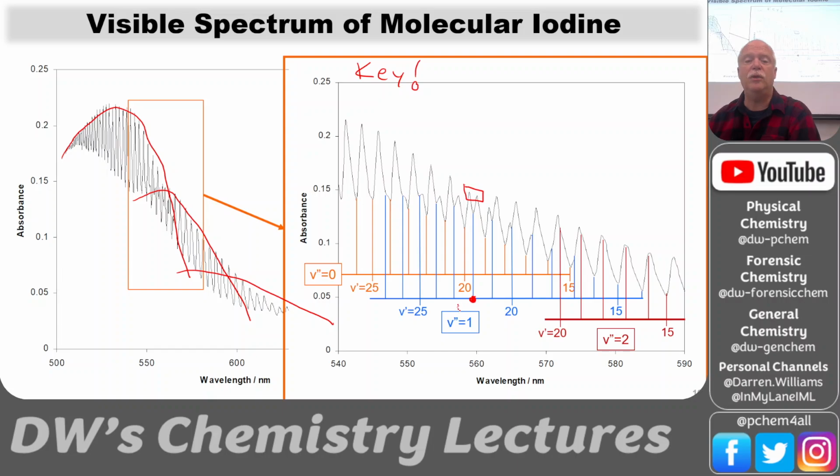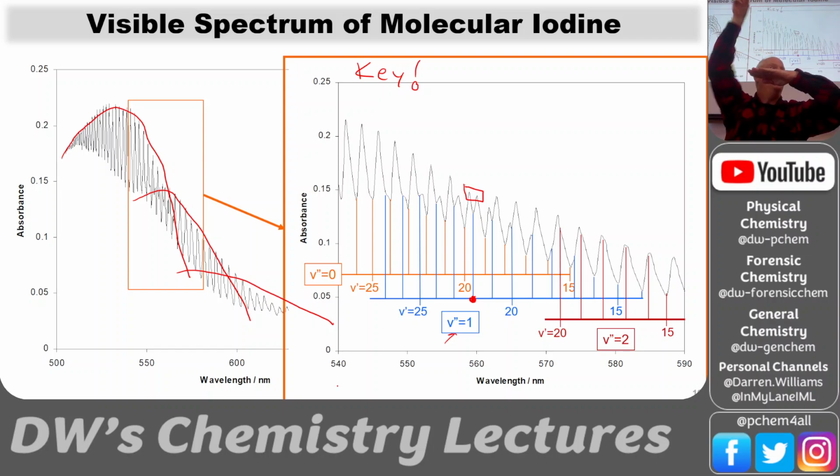So all of these blue numbers are V double prime equals 1. So all of that blue series, the V prime numbers are given by 15, 20, 25, all of those numbers, and then all of those have a V double prime of 1. They're starting down here at the hot band, V double prime equals 1, and going up to 15, 16, 17, 18, 19, 20, 21, 22. So they're all starting in V double prime equals 1 and going to all those upper states.